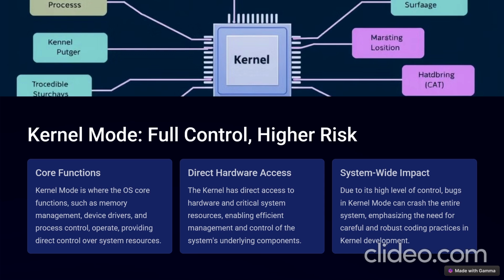Kernel mode is where the OS core functions such as memory management, device drivers, and process control operate, providing direct control over the system resources. Due to its high level of control, bugs in kernel mode can crash the entire system, emphasizing the need for careful and robust coding practices in kernel development.